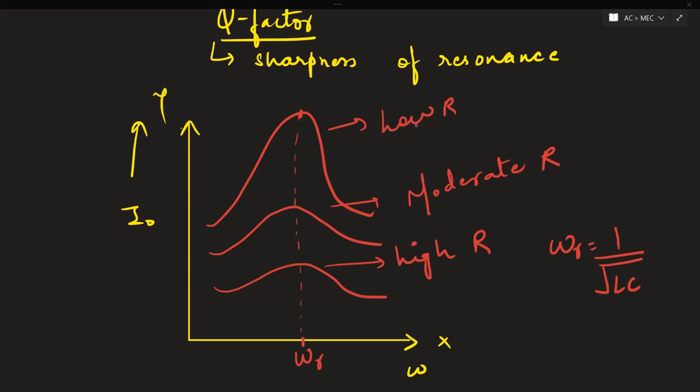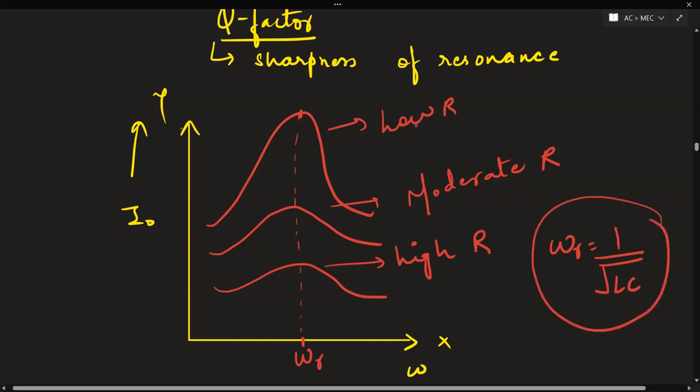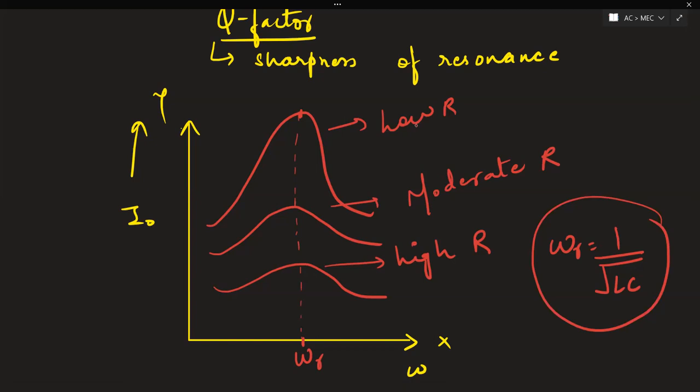So the resonant frequency is independent of the resistance. But the sharpness of the peak depends on the resistance. Resonant frequency does not have R in it. But the sharpness or the peak of the graph depends on the values of resistance. If resistance is low, you have a peakier graph. The graph is sharp. So peak is higher for smaller values of R. Thus, the resonance is sharp for small values of R and flat for large values of R.